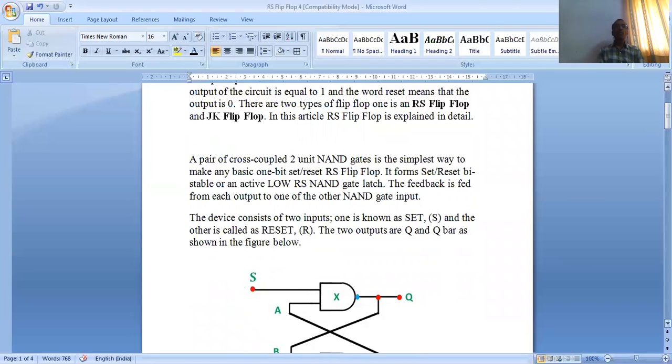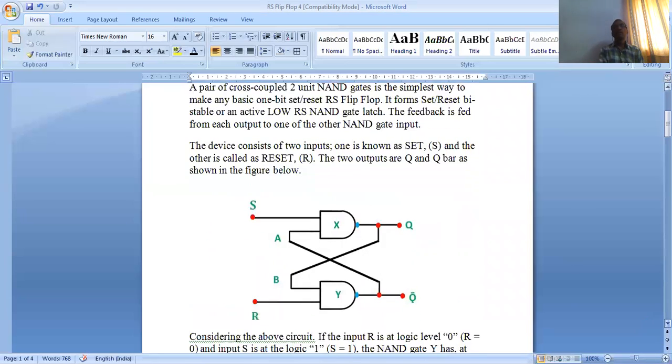A pair of cross-coupled 2-input NAND gates is the simplest way to make a basic 1-bit RS flip-flop. It forms a set-reset bistable, or an active low RS NAND latch. The feedback is fed from each output to one of the other NAND gate's inputs. See everyone, this is how the construction of the RS flip-flop looks.